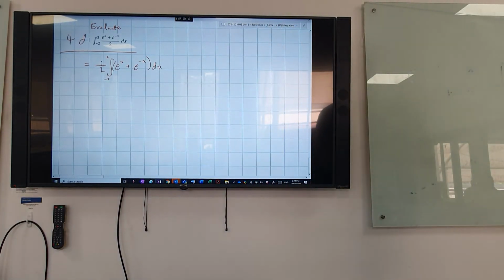Now, somebody might say, I don't want to do that. I'll show you the other way you can do it. But you could take out a constant. With the half, is the half meant to be inside or outside? It can be either.